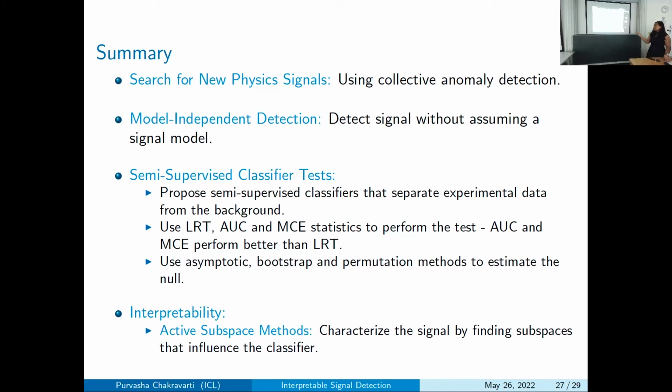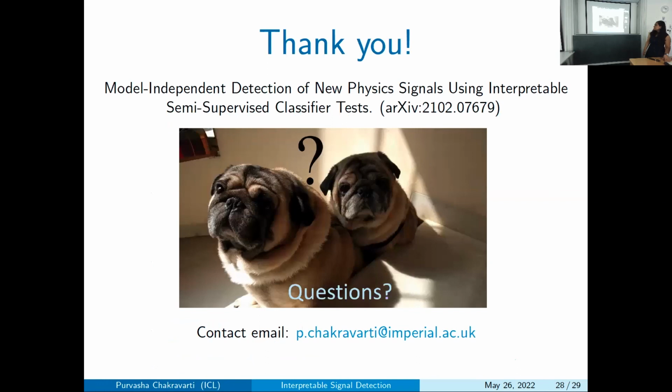And I showed you how we came up with the active subspace method, which can characterize which variables are possibly important for the signal. And finally, we did the signal strength estimation as well. So that was basically all of it.